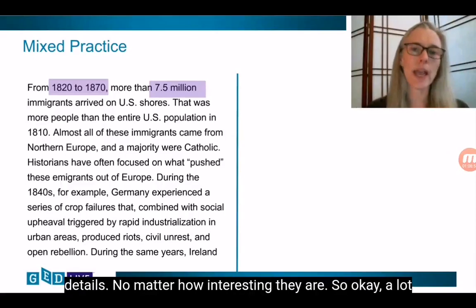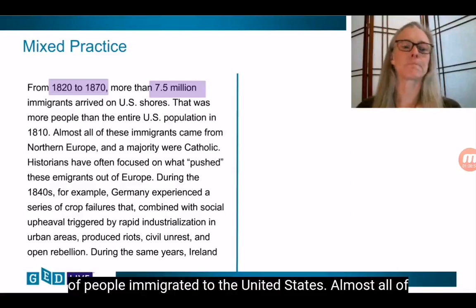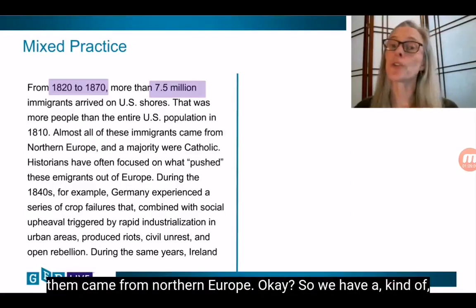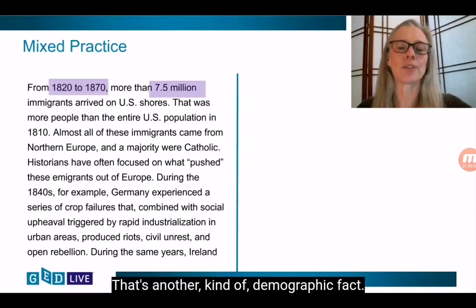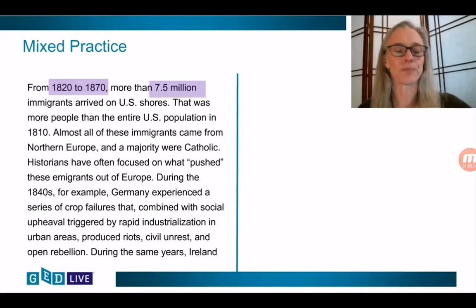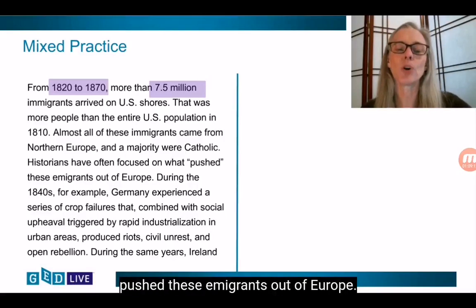So, okay, a lot of people immigrated to the United States. Almost all of them came from Northern Europe. Okay, so we have a kind of geographical reference here. And the majority were Catholic. Okay, that's another kind of demographic fact. Historians have often focused on what pushed these emigrants out of Europe.